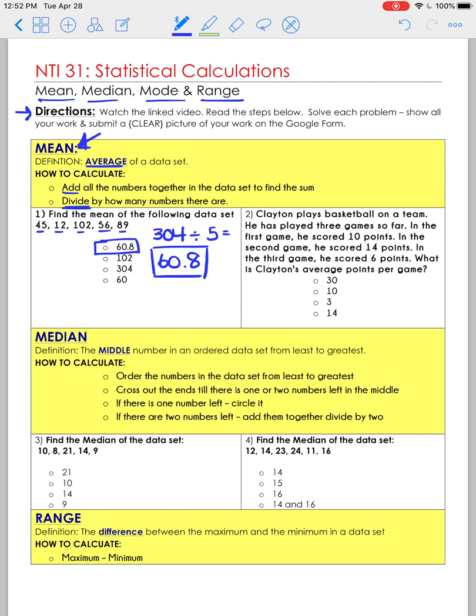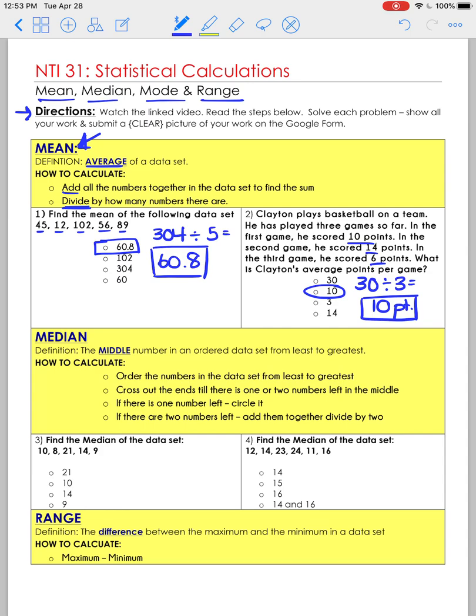It says Clayton plays basketball on a team. He has played 3 games so far. In the first game, he scored 10 points. In the second game, he scored 14 points. And in the third game, he scored 6 points. What is Clayton's average? So we need to add them up. We have 10 plus 14 plus 6, and we get 30. And we're going to divide that by the 3 games that he played, and we get 10 points per game. An average of 10 points per game. That's answer choice B. So to calculate an average, or the mean, all you have to do is add up all the numbers in the set and divide by how many there are.